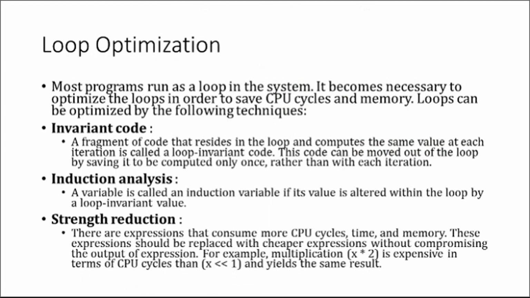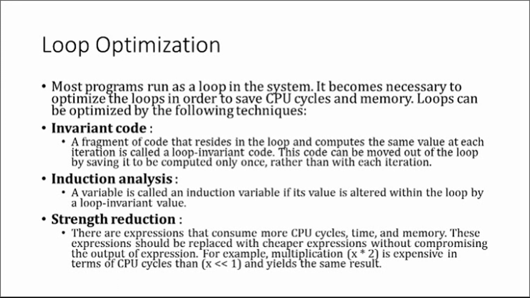Let me move to the next topic, which is loop optimization. Most programs run as a loop in the system, so it becomes necessary to optimize the loop in order to save CPU cycles. There are three different techniques of loop optimization. Invariant code means we identify the code which does not impact the looping statement and keep it outside the loop. Then induction analysis: a variable is called an induction variable if its value is altered within the loop by loop invariant values.